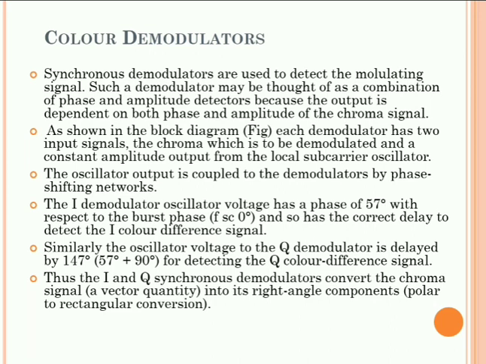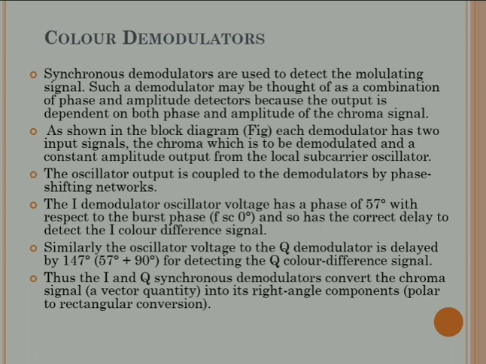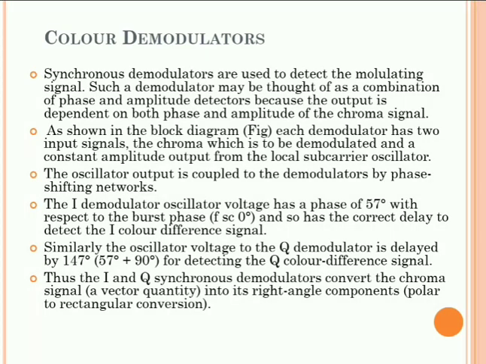One is the chroma signal that we have to demodulate, because whatever information was transmitted initially is present in that chroma signal. Then that chroma signal and the output of the subcarrier oscillator, which produces the subcarrier frequency, are fed to the demodulator circuits, I and Q demodulators. The oscillator output is coupled to the demodulator by a phase shifting network. We are shifting the phase of the oscillator output by 90-degree and 57-degree, as we had done before in the transmitter also.